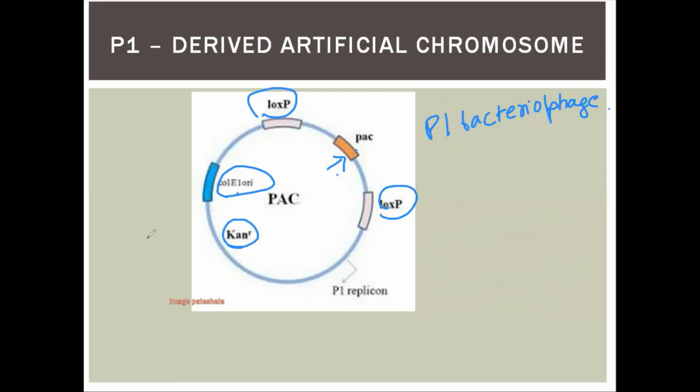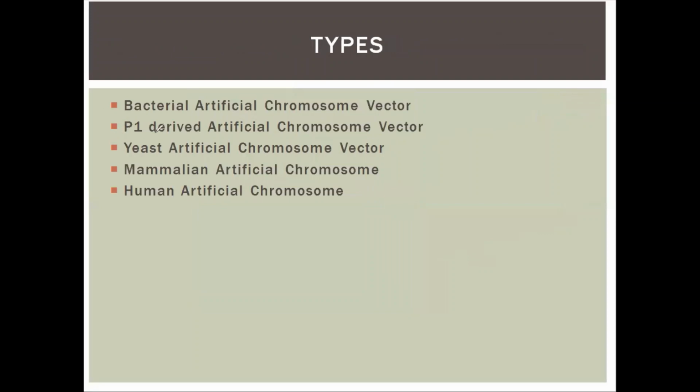This is used to clone DNA fragments of nearly 100 to 300 kilo base pairs in size, and this is done in E. coli cells. So we are done with the second one, that is P1 artificial chromosome.